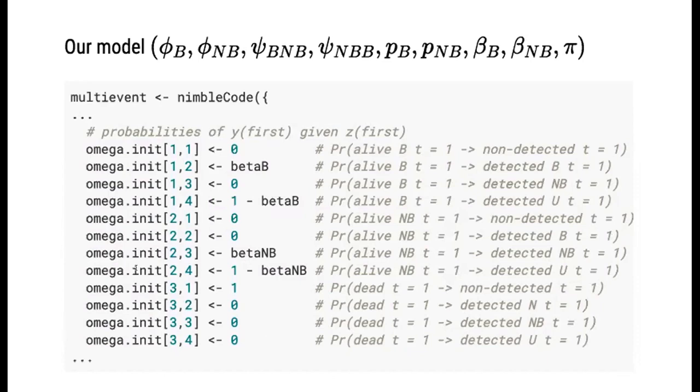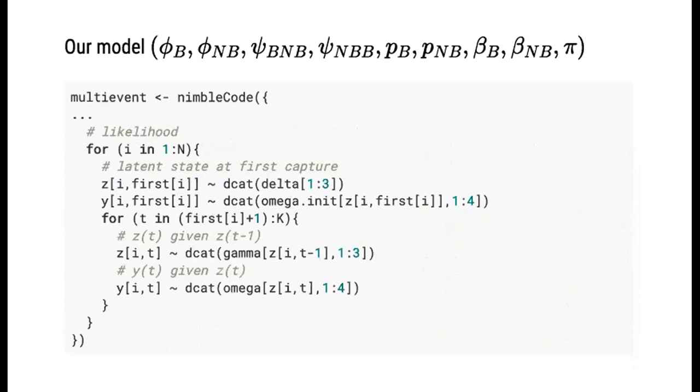Well, the likelihood is basically the same as before. We have a loop over individuals, okay? And then for each individual, we say, okay, that's the initial state probabilities. So now the dcat of delta is very important because it tells you the probability of initial state. And delta is pi, one minus pi, and zero, because you cannot be dead as initial state.